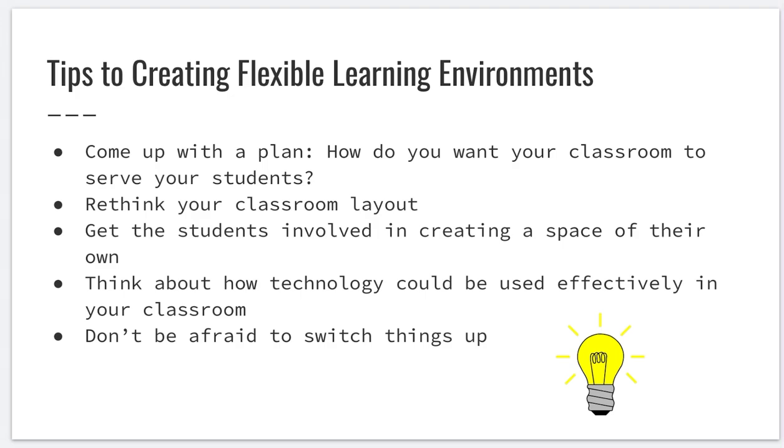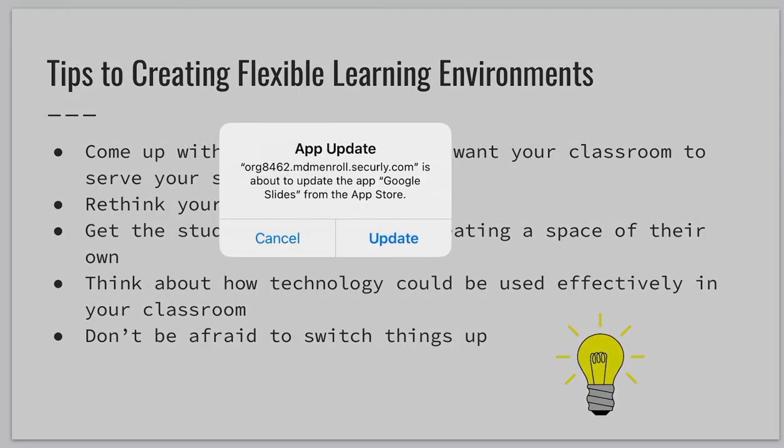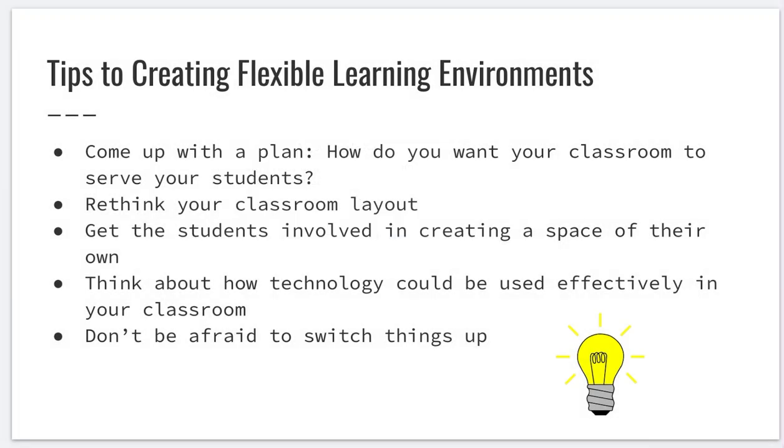So here are some tips I have for you. First, always come up with a plan. If you want to come up with a flexible learning environment, think, how do you want your classroom to serve your students? Next step would be rethinking your classroom layout. I'd love to help you with this. We can look at budget. We can think about seating options for your classroom, or we can simply repurpose what you have and move things around. But the layout is huge for flexible learning environments.